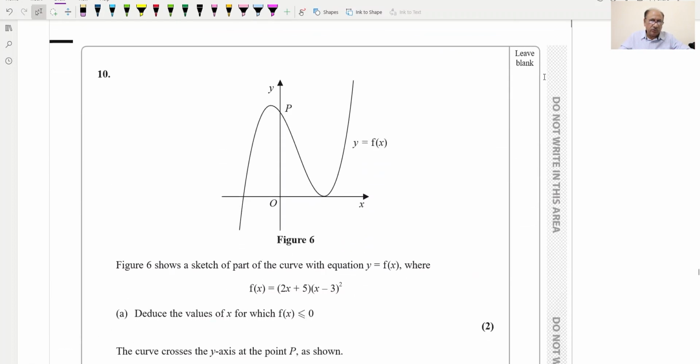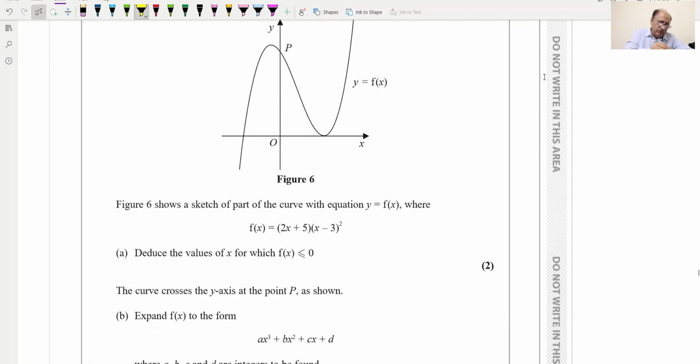Now we can move to question number 10. If we go to the question, it says figure 6 shows a sketch of part of the curve with the equation y is equal to f of x, where f of x is this one. For part a, find the values of x for which f of x is less than or equal to 0. So this is a 2 marks question.